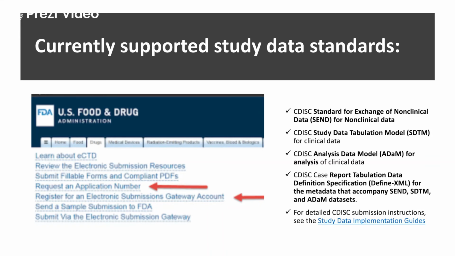Then SDTM, the Study Data Tabulation Model, is used for the submission of clinical data, which comprises studies on human beings. And the Analysis Data Model, ADaM, is for the submission of the analysis of the clinical data. So you can see, for submission of non-clinical data, we have to use SEND, whereas for submission of clinical data, we have to use SDTM. For submission of the detailed analysis of the clinical data, we have to use the Analysis Data Model.